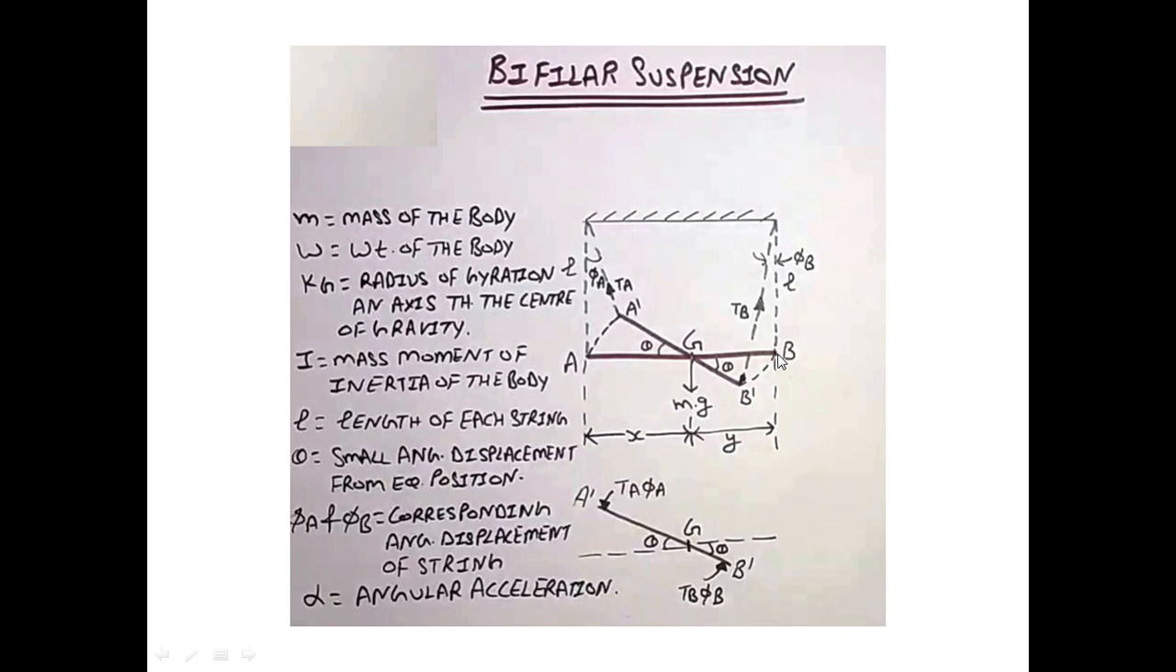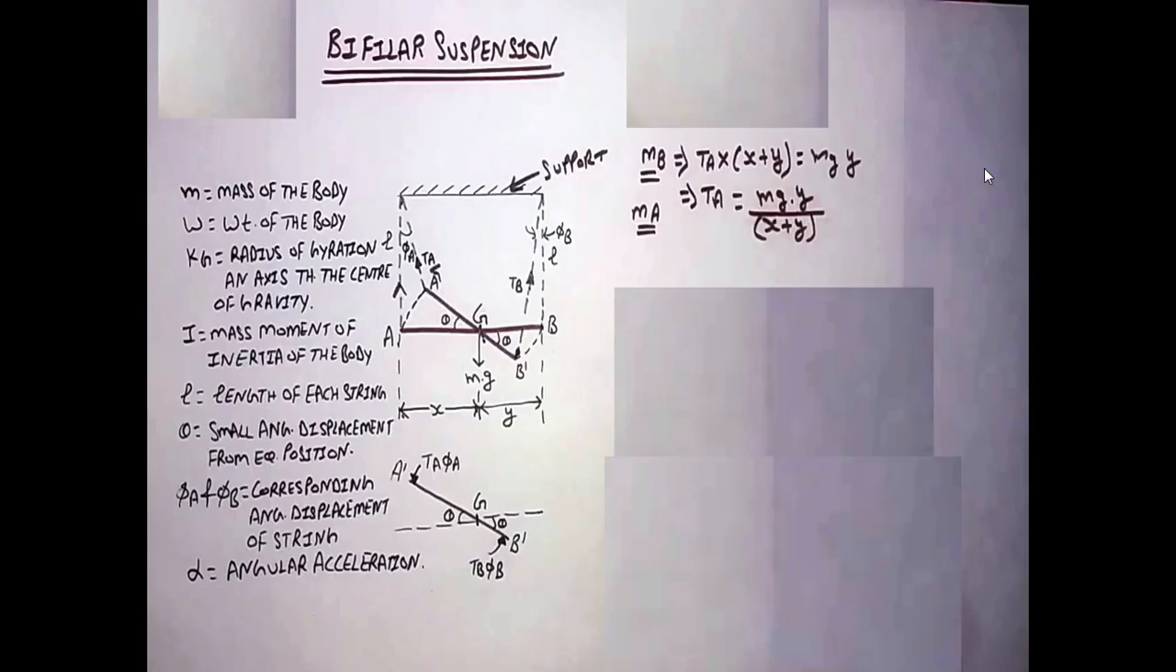So we will calculate the moment produced by the body at point A and point B. The moment of the body about point B is equal to tension A, which is that force, times the distance from point B, which is x plus y in this case. This is a clockwise moment, and the force mg produces a counterclockwise moment at point B, and the perpendicular distance of mg to point B is y.